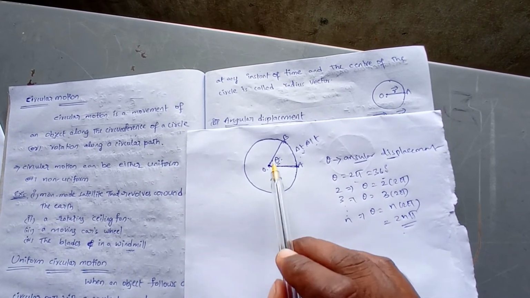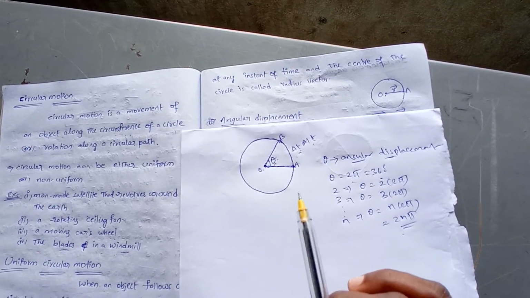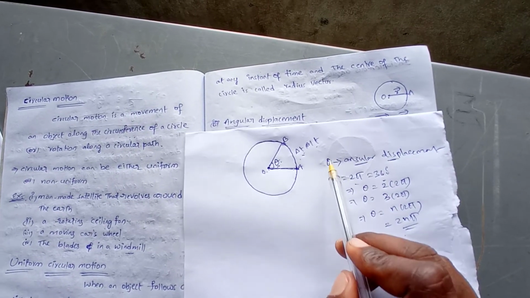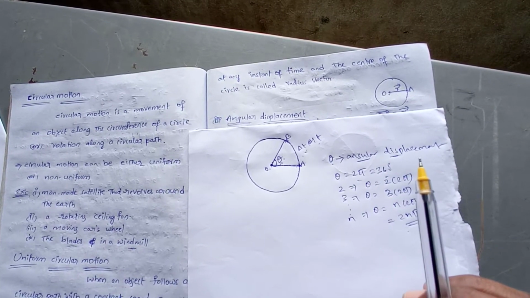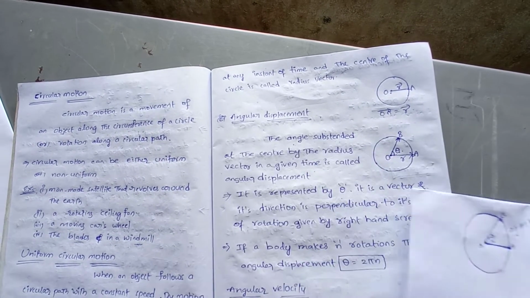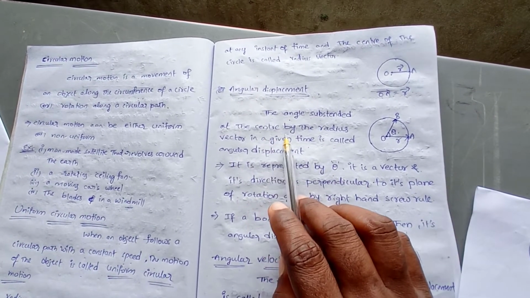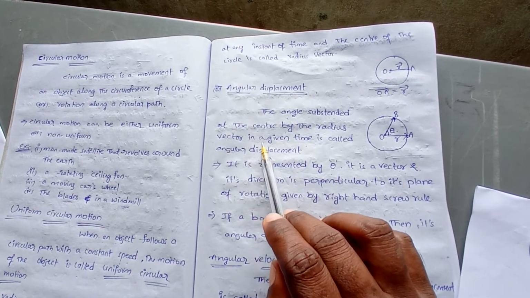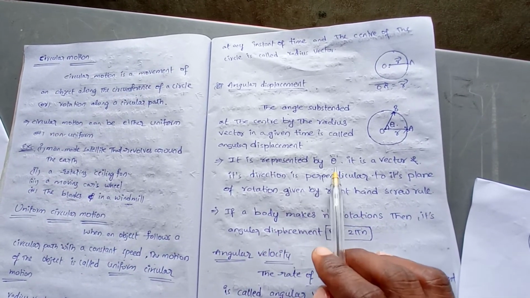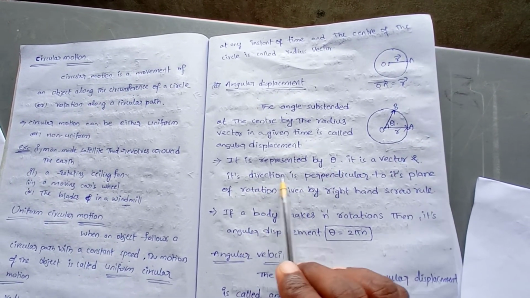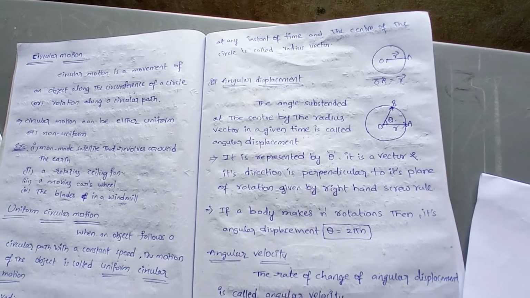What is the angular displacement? The angle subtended at the center by the radius vector in a given time. That is called angular displacement. This is indicated by theta. Angular displacement is a vector quantity. Okay, what is the definition here? The angle subtended at the center by a radius vector in a given time is called angular displacement. It is represented by theta. It is a vector and its direction is perpendicular to its plane of rotation, given by the right hand screw rule.